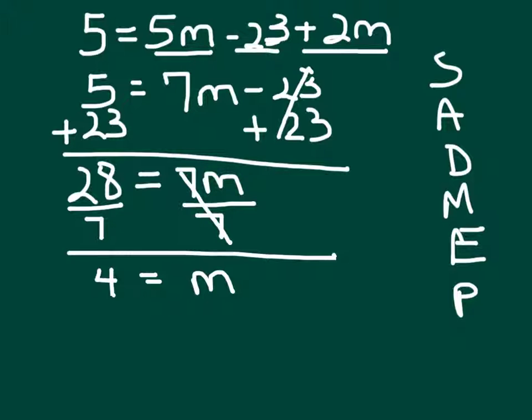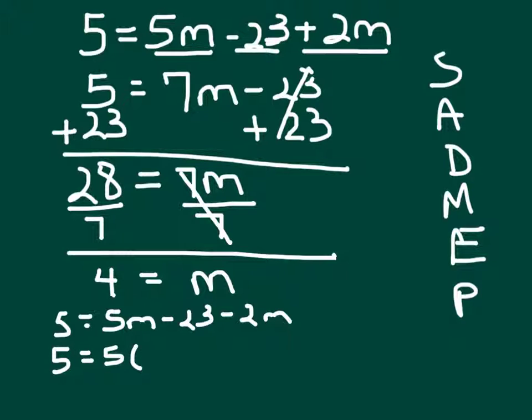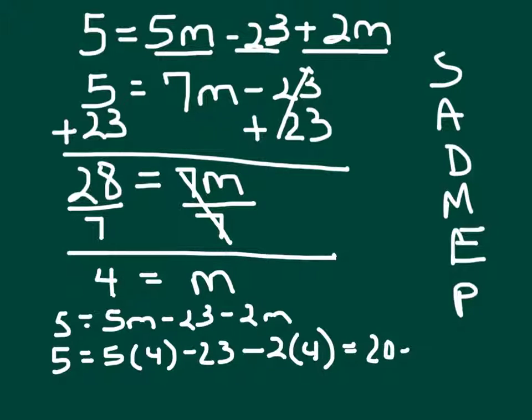And then we can check our problem. 5 equals 5m minus 23 minus 2m. And that gives you 5 equals 5 times 4 minus 23 minus 2 times 4, which is equal to 20 minus 23 minus 8, and that equals 5. So, when you're solving a multi-step equation, the first thing you do is always try to simplify any like terms first.